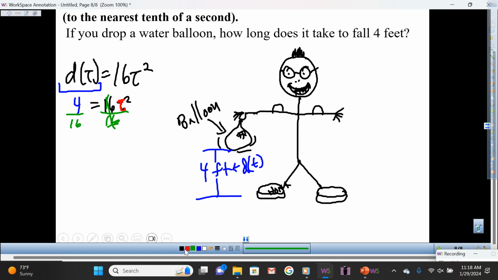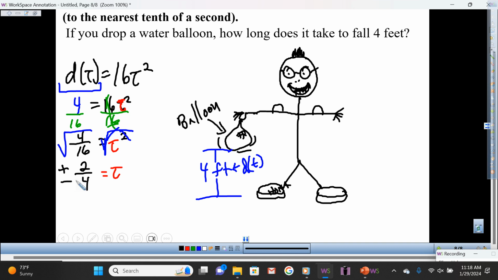That leaves us with t squared equals 4 over 16. And lastly, how do we get rid of that squared? Square root, that is correct. That's why it's called square root method. Square root, this cancels that. So t stands for seconds. How long does it take the balloon to fall? What is square root of 4, everyone? 2. What is square root of 16? 4. And this is plus minus, right?